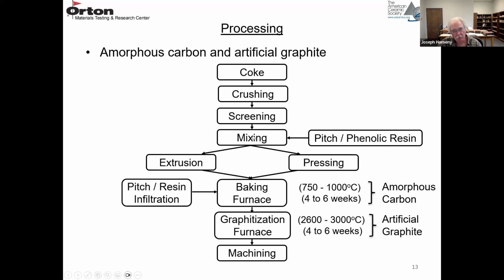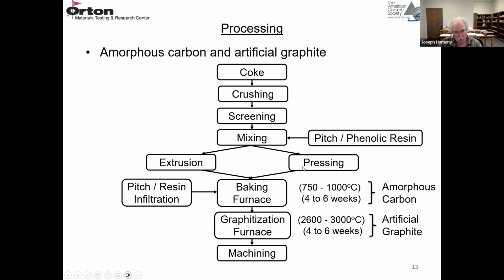So in the mixing, after mixing with the binders, it's a low temperature process. If it's pitch, phenolic resins can be mixed at room temperature. Pitch is mixed slightly warm. They can be extruded or pressed. And these are usually extruded or pressed into fairly large blocks.